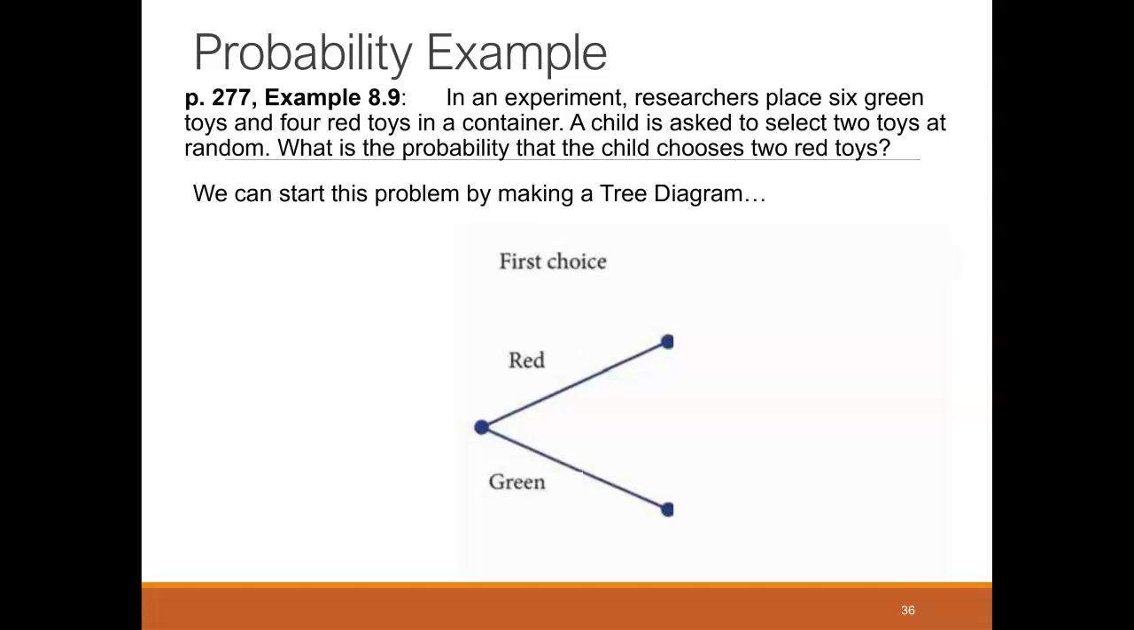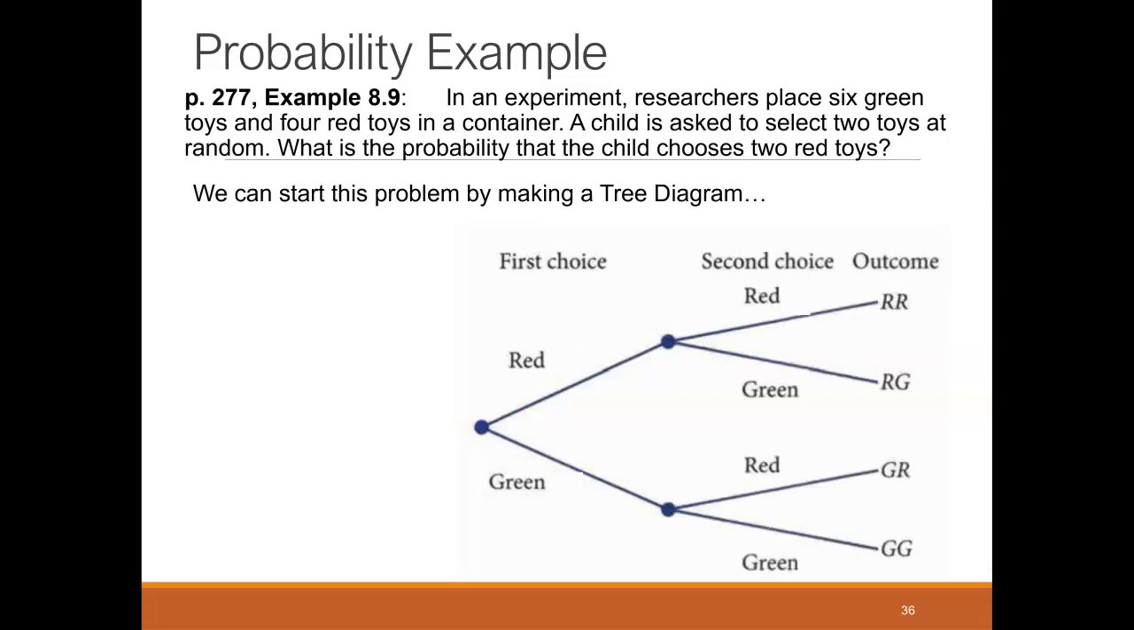0.4, 4 out of 10. And then green would be 0.6 or 6 out of 10, right? Our second choice then, what would the probability for red be this time? So we've already chosen 1 red toy out of the pool. So it would be now 3 out of 9.